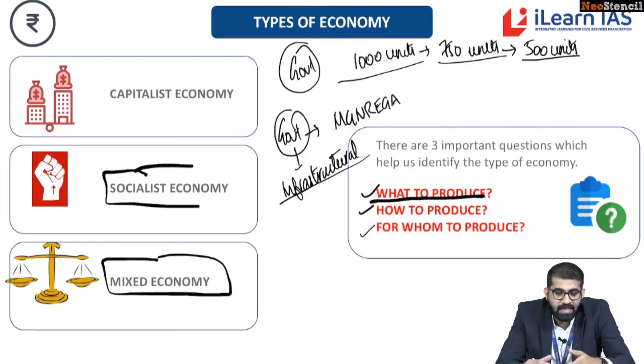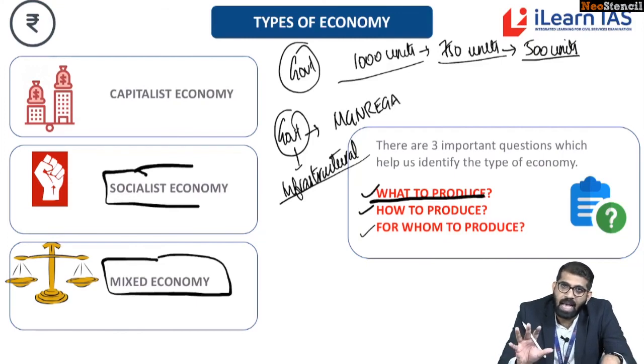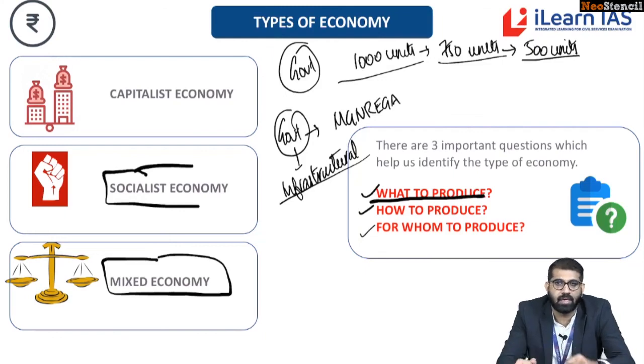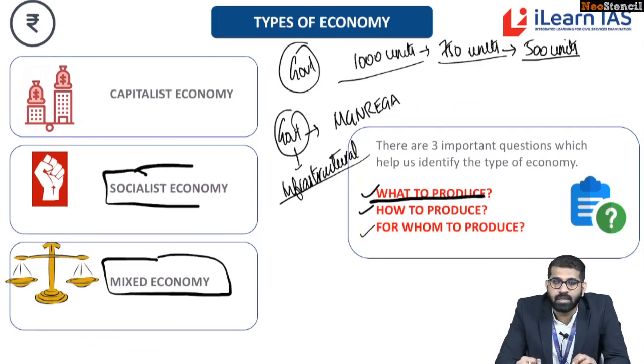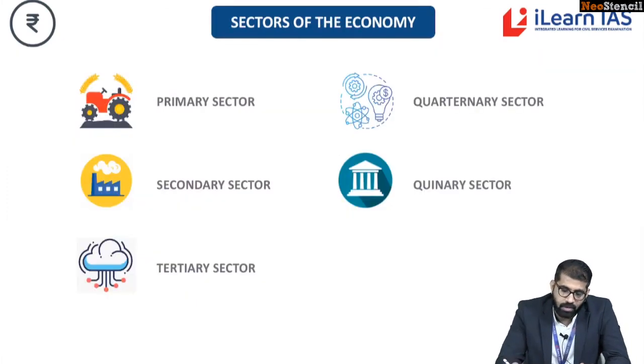Clear? So the existence of both service oriented, that is taken care of by the government, as well as profit motivated, that is by the private sector, their coexistence is the mixed economy. I hope the types of economy and how these different types evolved is clear to you. Clear? So next we will discuss the sectors of the economy.